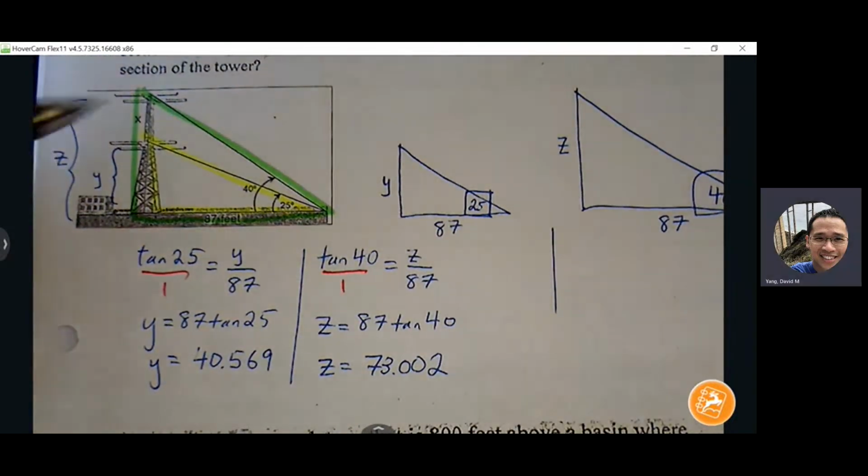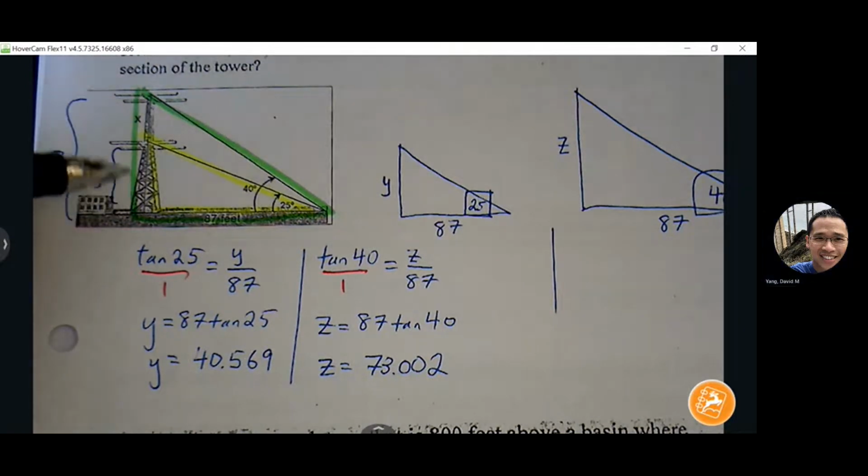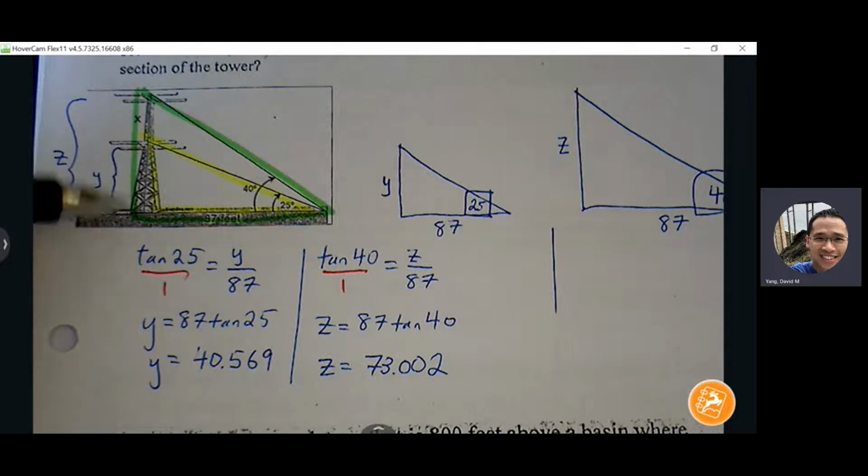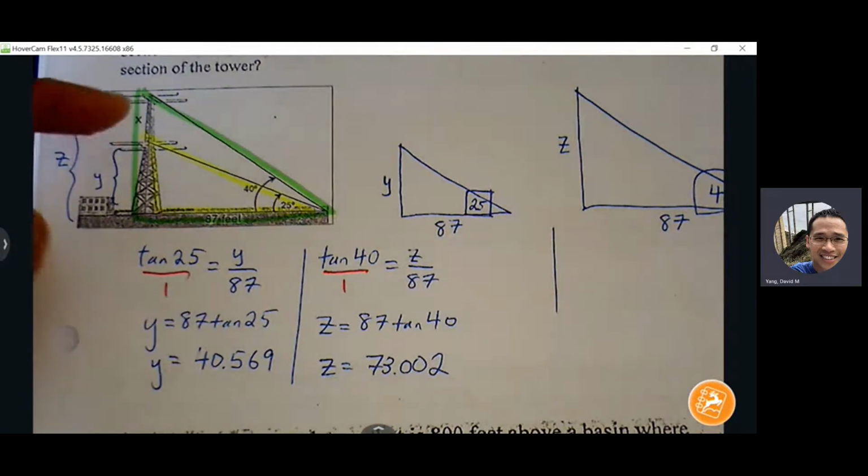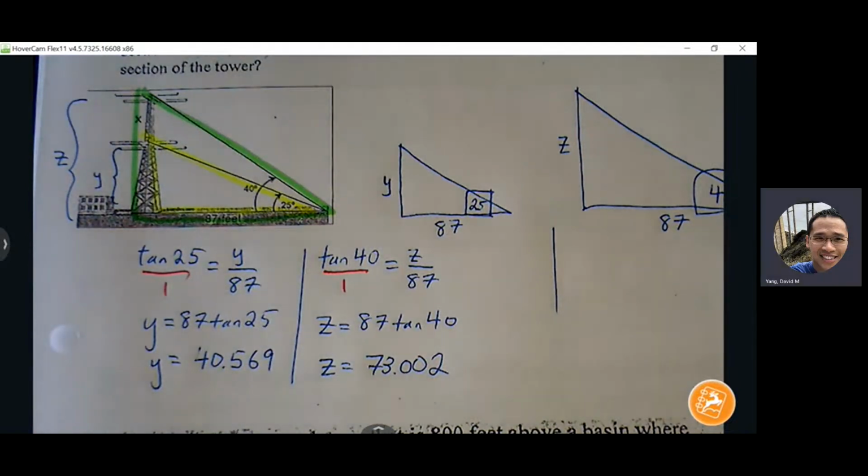So if I know the big triangle to the very top is 73.002, and the distance from the base to the smaller tower is 40.569, how can I use these two to find that difference here? Subtract, yeah. So the height of this big triangle minus the height of the small triangle will give me the difference.